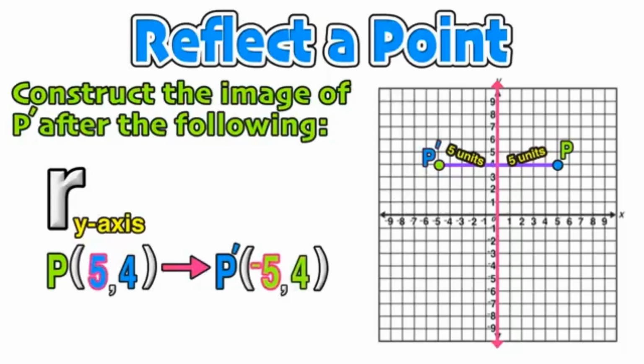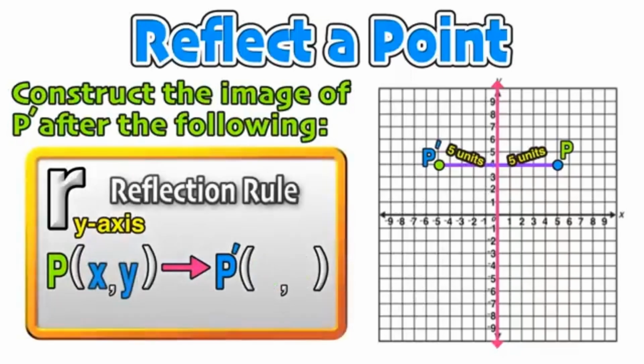Notice that when reflecting over the y-axis, the x-coordinate value is negated and the y-coordinate value is unchanged. In terms of a reflection rule, we can say that any point reflected over the y-axis with coordinates (x, y) becomes (-x, y), where the x value is negated.